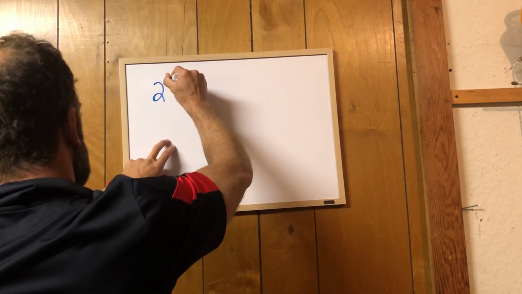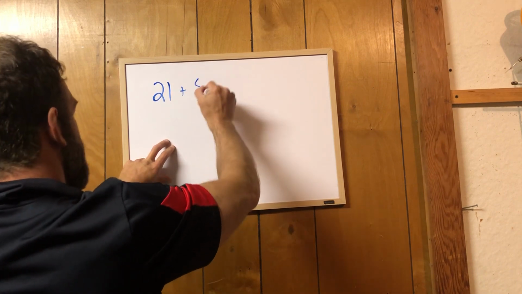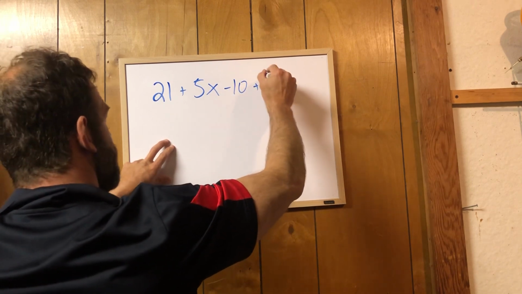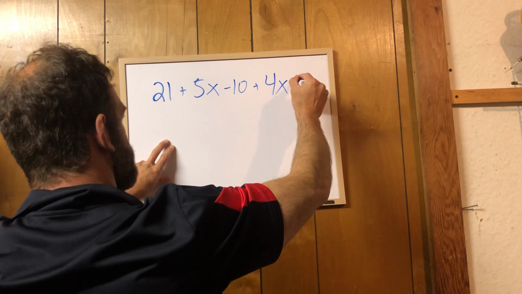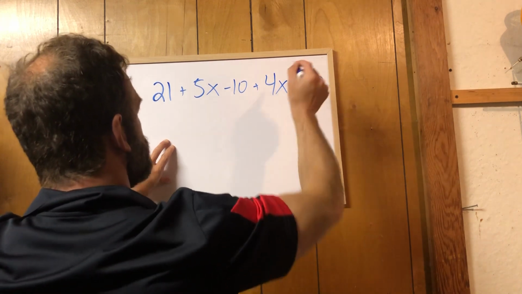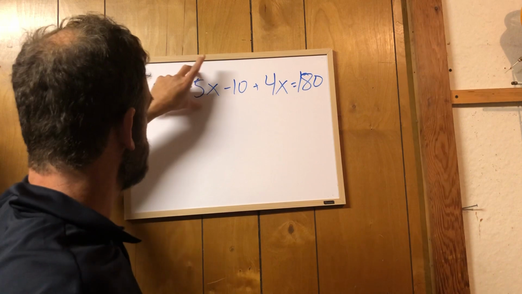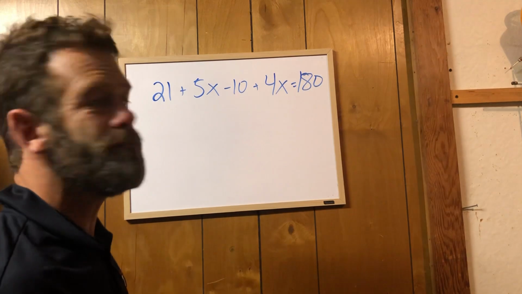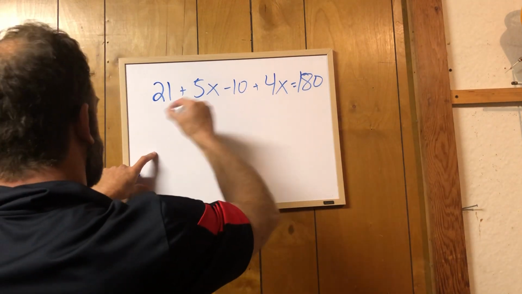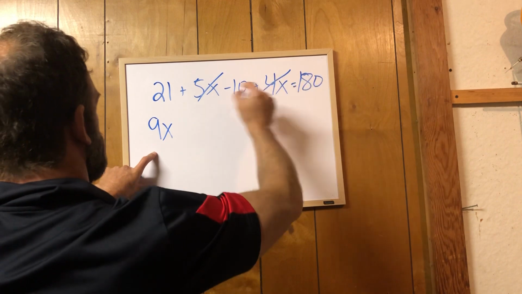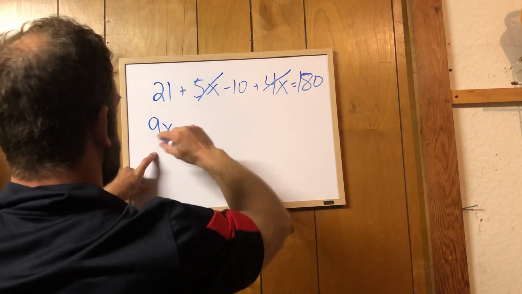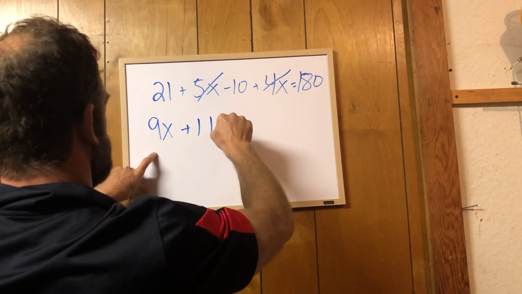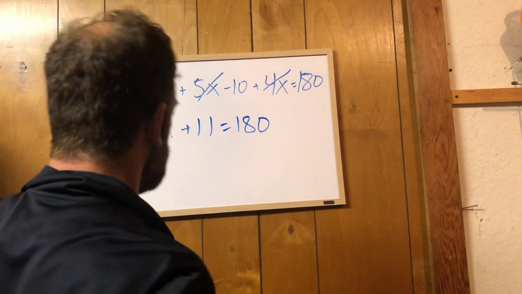21 plus 5x minus 10 degrees plus 4 times some number degrees, all 3 angles equals 180. This is the first angle, this is the second angle, this is the third angle. Now I'm going to combine my like terms, just basic math. 5x and 4x give me 9x. 21 and negative 10 give me positive 11, equals 180. There's your equation.